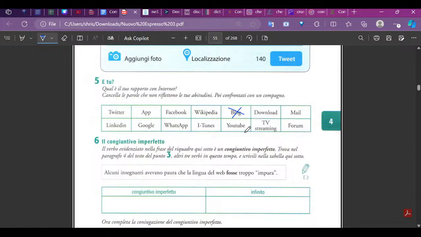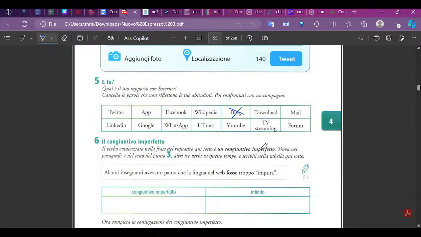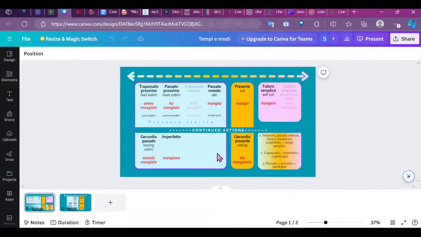Okay, il congiuntivo imperfetto. Il verbo evidenziato nella frase del riquadro qui sotto è un congiuntivo imperfetto. Congiuntivo has four forms. It's a lot. Trova nel paragrafo del riquadro quattro... I don't know why my numbers are so bad. 4 del testo del punto 3, altri 3 verbi in questo tempo e scrivili nella tabella qui sotto. To find other verbs in that paragraph that are in the congiuntivo imperfetto. Because the congiuntivo has so many forms, my god. The congiuntivo imperfetto has all these S's, fosse, fossero, but I keep coming back to this. Thank god I made this, because otherwise I would have been so confused.